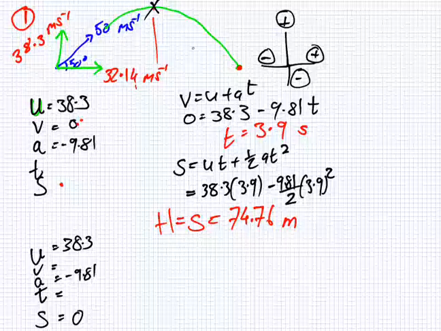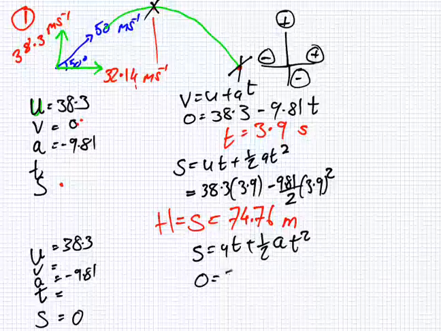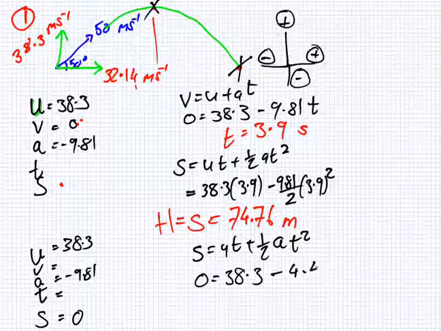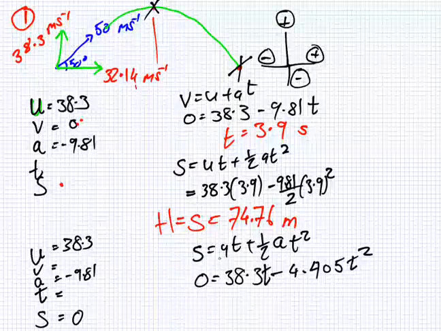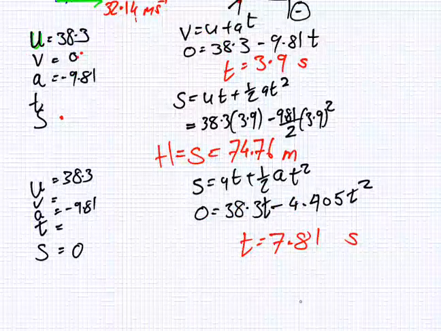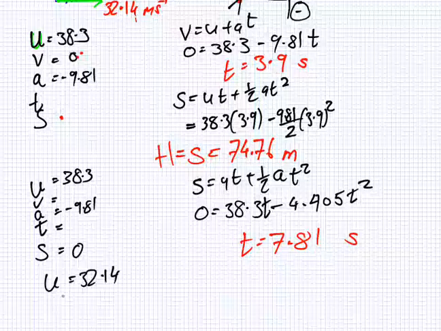Okay, can I do the next part of this? So for the next part, UVATS. Right, so the U is 38.3, the V I don't know, A is minus 9.81, T we don't know, and S is 0. That's for this part now, to here. So I'll use my formula, S equals UT plus a half AT squared. So I get 0 equals 38.3 T minus a half of A, so that's 4.905 T squared.